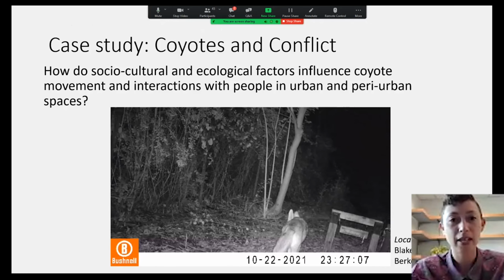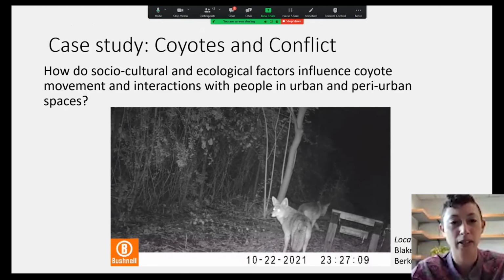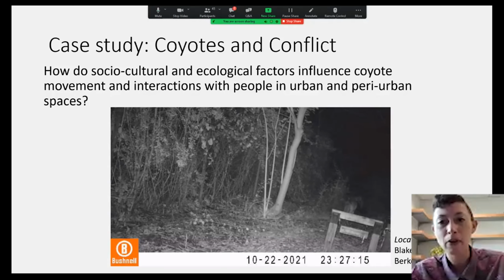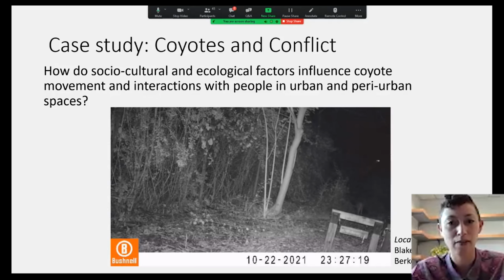So I'll be taking some of these ideas a little bit farther to understand how these factors influence human-wildlife interactions and also wildlife movement at different scales in the Bay Area and in LA. And in keeping with my focus on misunderstood animals, I'll be working pretty heavily on coyotes for the duration of the project.